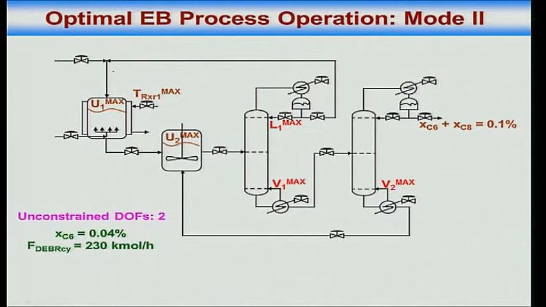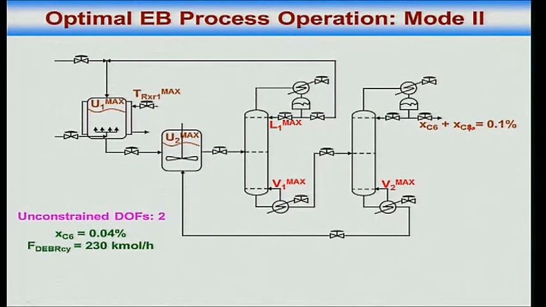Let's put it this way. V2 max is active. The boil up in the second column is active. So is V1 max. If I relax on the benzene, then I can allow more C10 in the top. So earlier benzene was 0.09%. If I reduce it to 0.07%, 0.06%, I will be allowed 0.04%. So my separation in the second column will become loose.